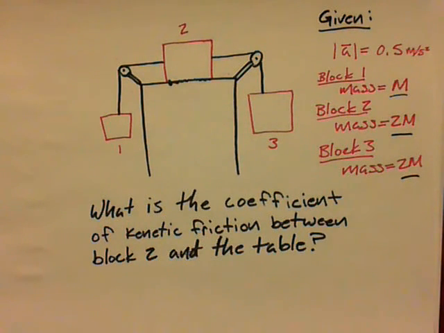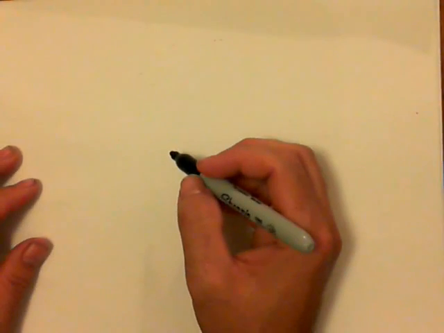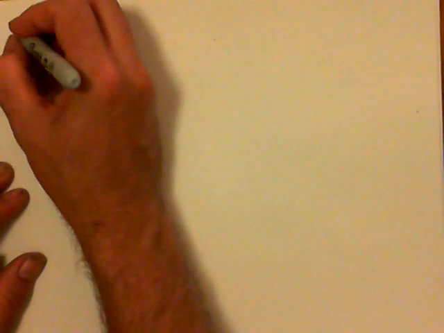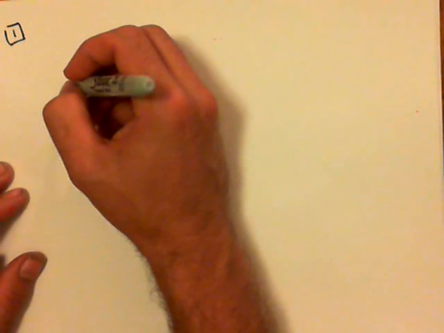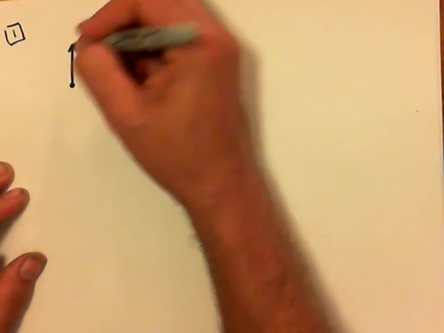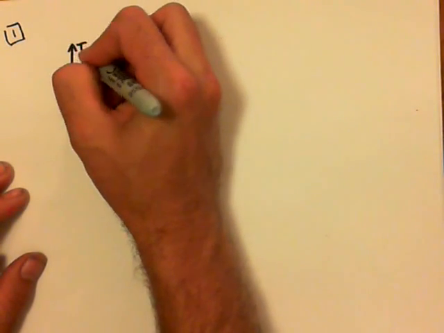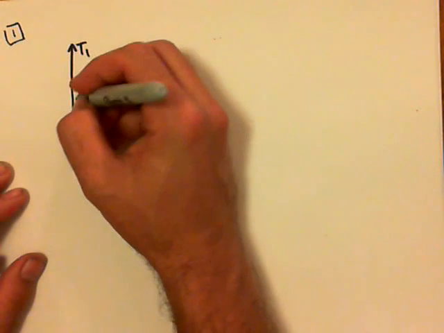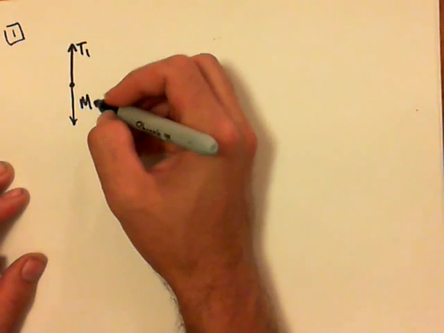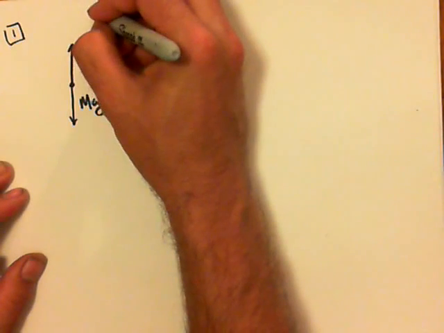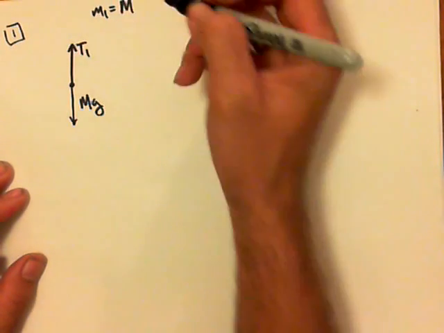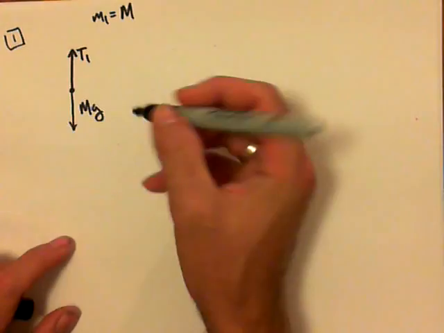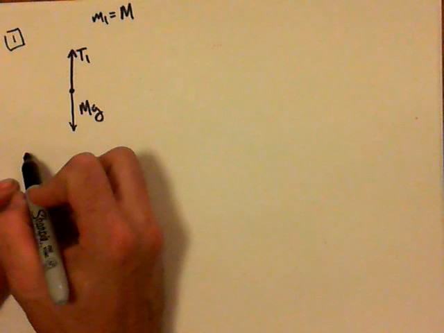So let's go ahead and start doing up our free body diagrams. I'm going to move this out of the way, so we're just going to have to remember what that looked like. For block 1, we do a little free body diagram. We have just a cable coming out of the top of the box. We're going to name that T1. And then we have the force of gravity, which is capital Mg, because that's our mass, M1 equals capital M.